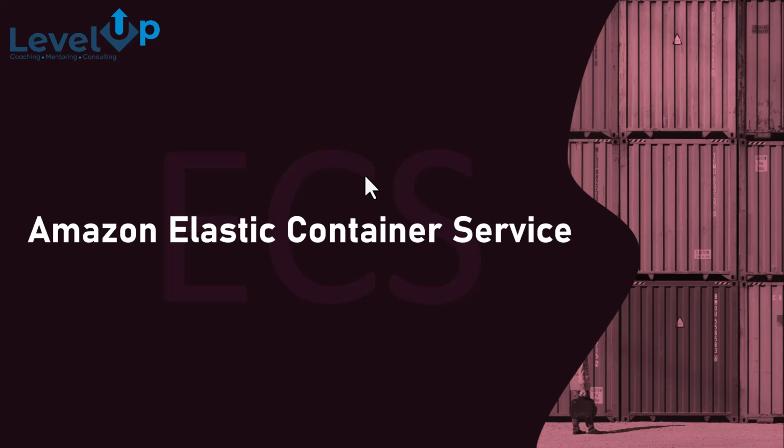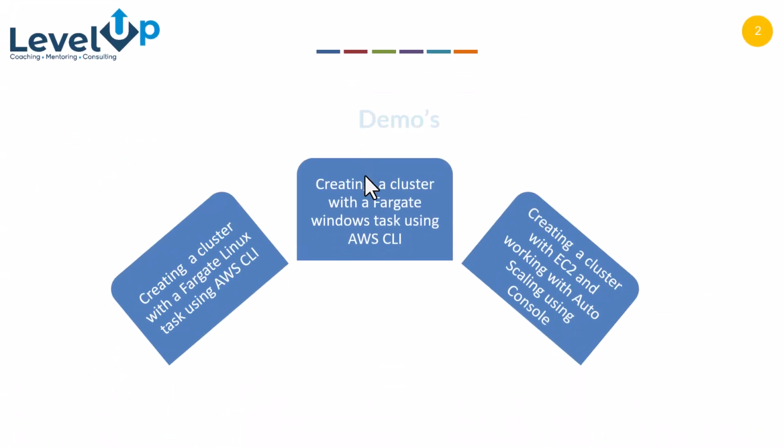All right, let's start the session. In this particular session, we'll discuss multiple activities that we can do on ECS. We will do a couple of hands-on exercises. One is that we will create a cluster with the Fargate Linux task using AWS CLI. In the previous session, we used the console, but now we will create it with the AWS CLI.